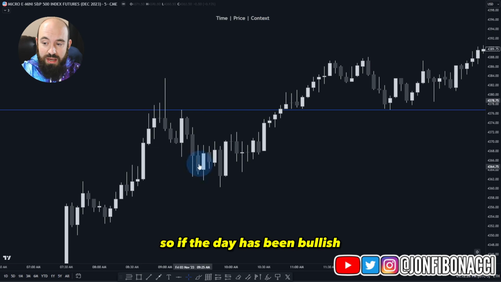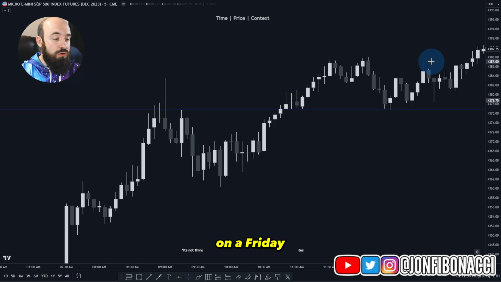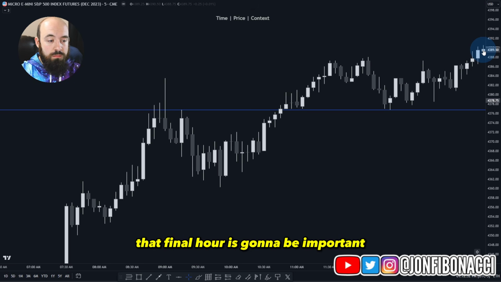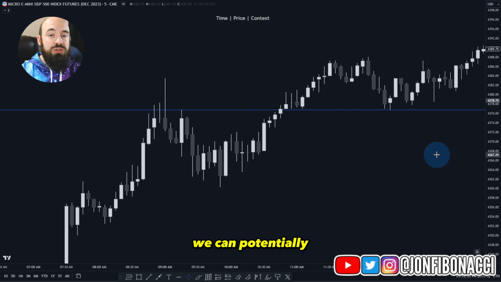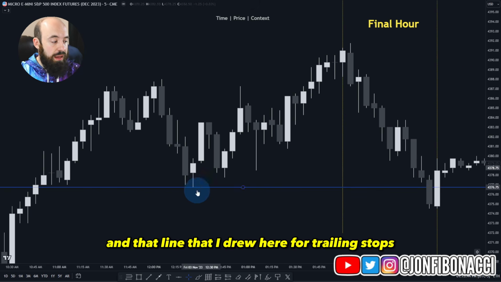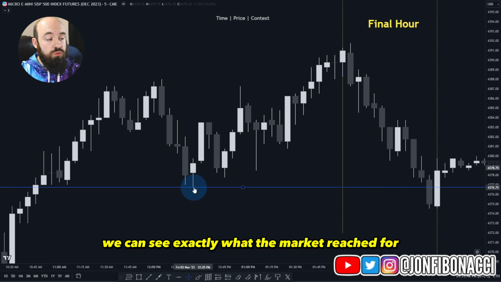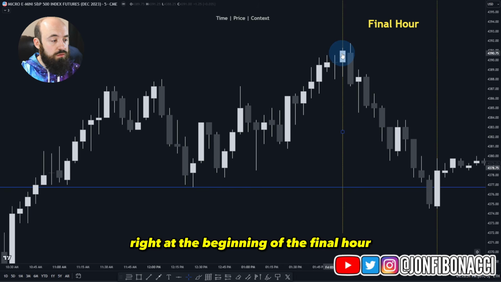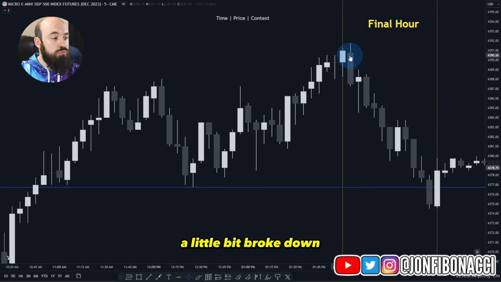Okay. So if the day has been bullish, it's been rallying almost all day. Okay. On a Friday, that final hour is going to be important because, again, we can potentially expect a reversal if we get some more details, which I'm going to show you right now. So now that we've got our time window on here and that line that I drew here for trailing stops, we can see exactly what the market reached for. Right at the beginning of the final hour, we traded higher a little bit, broke down, rallied, and then continuation lower.